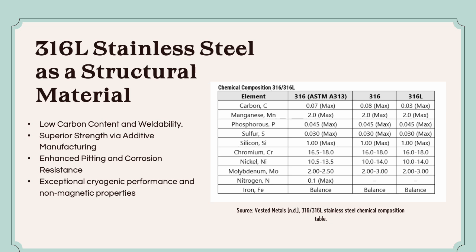In additive manufacturing, rapid solidification creates a refined microstructure that can further improve strength. For these reasons, 316L has become one of the most widely used materials in metal additive manufacturing.